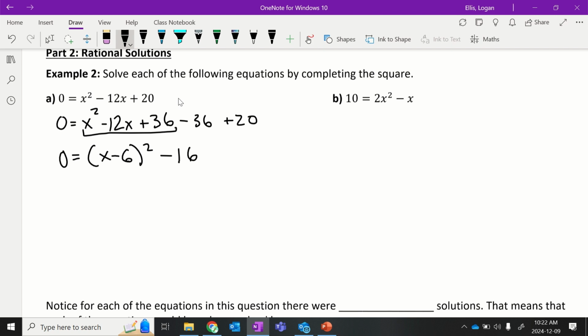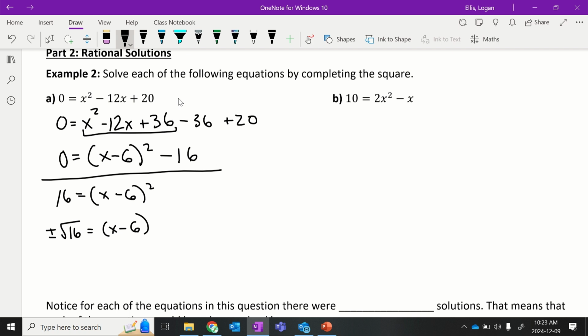And so now you can solve this pretty easy. Move your 16 over. This is completing the square done, but now we can solve it. So 16 equals x minus 6 squared. Now you take your square root, but remember, plus or minus square root 16 every time. What's the square root of 16? We good? Yeah, 4. Thanks, guys.